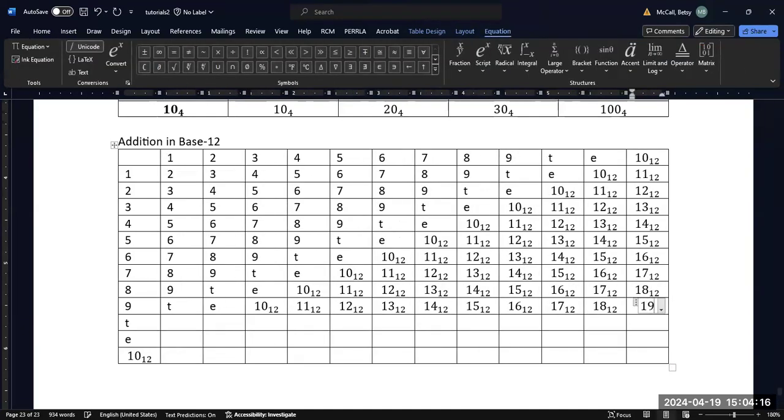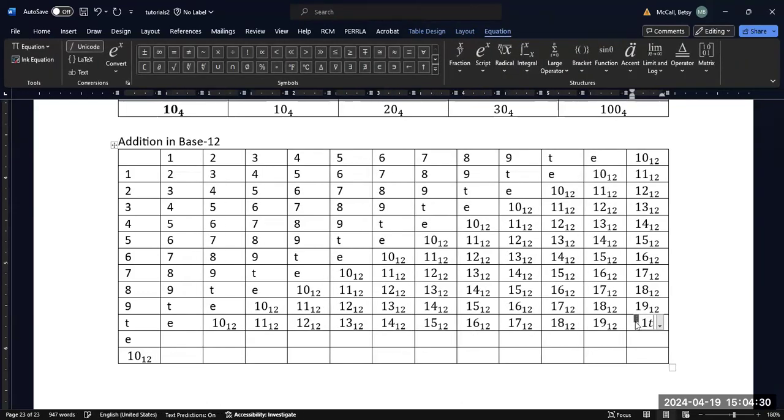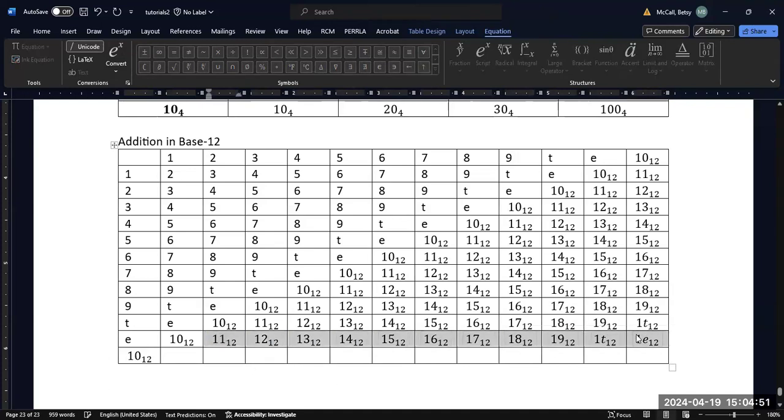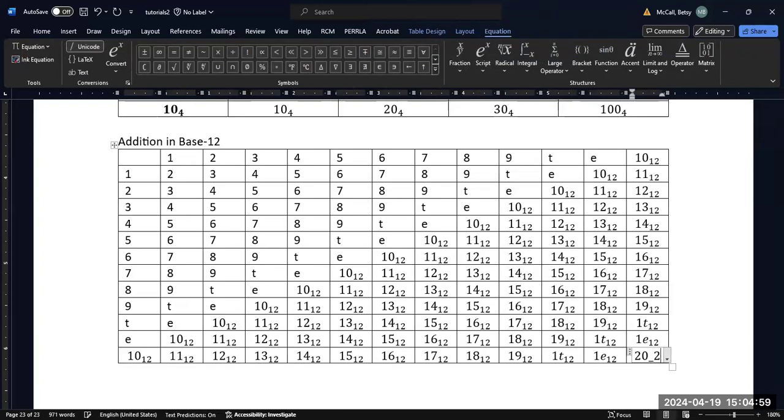Now things are about to get a little tricky. So we don't go up to 20. It's 1T because it's 10 copies, 10 leftovers, right? And then same thing for this one. The next one would be 1E base 12. And then the next one. Now, when we get to E, we can go up to the next digit, 20 base 12, because now this is 12 and 12, which in base 10 is 24, which is two copies of 12.